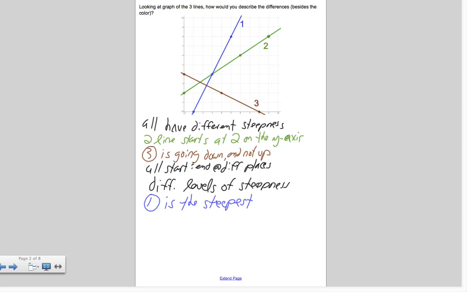Thank you for calling me stupid. I thought it was a good idea. Because that's what I thought. Right? I mean, it's the least steep because it's going down.